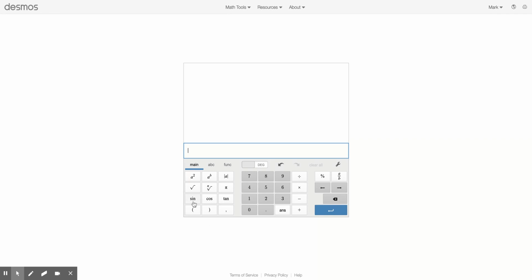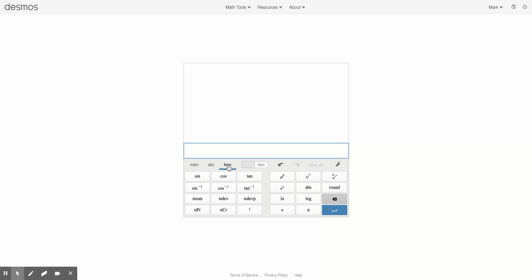The regular trig functions, sine, cos, and tan, if I know the angle, are listed here on the main tab, but their inverse functions to work backwards and find the angle are not. I have to click on the function tab, and there's sine inverse. See the little negative one there? It means you're doing the inverse of sine. Inverse cosine and inverse tangent are there.